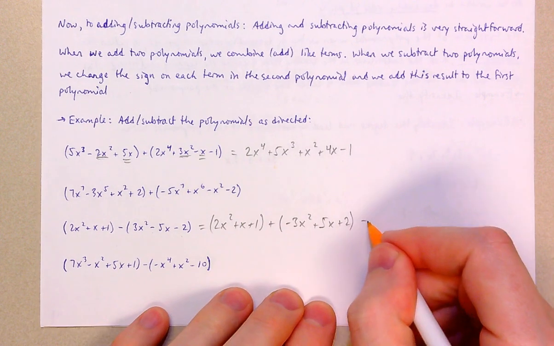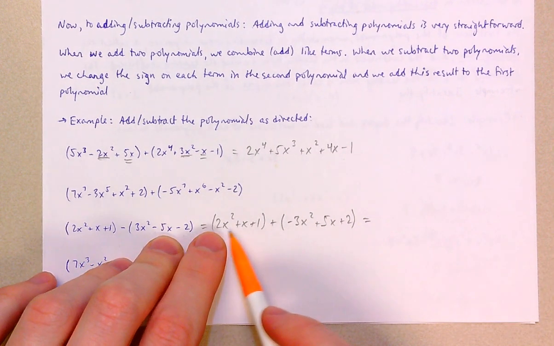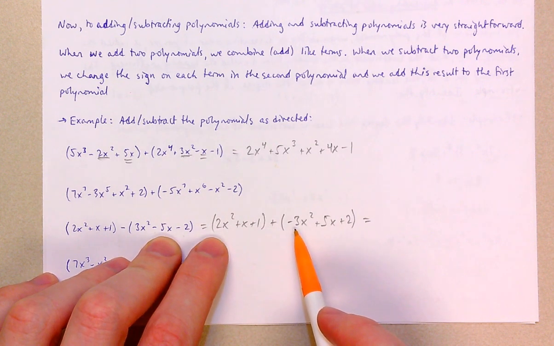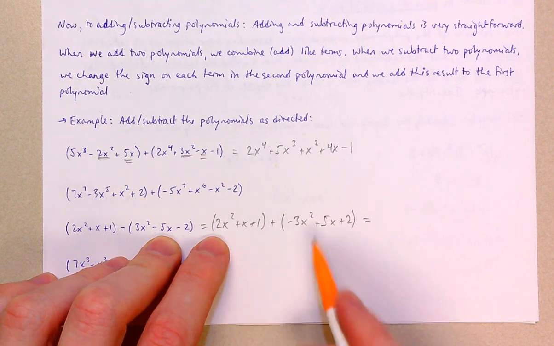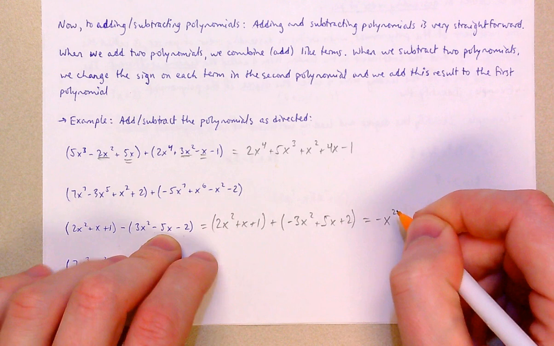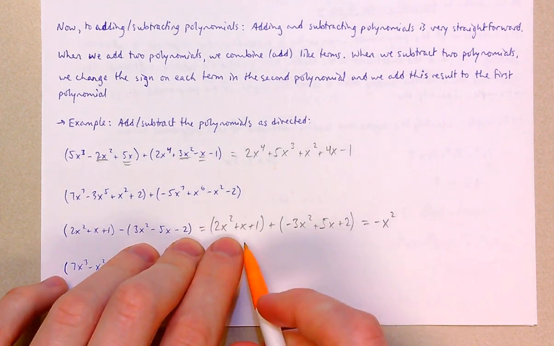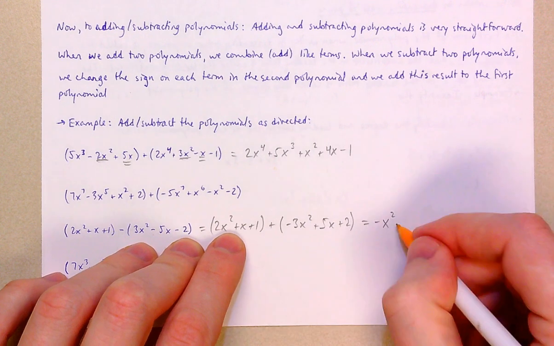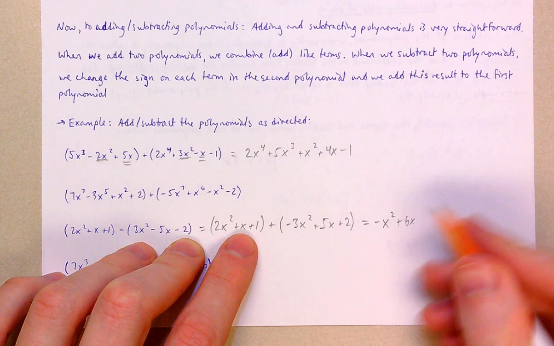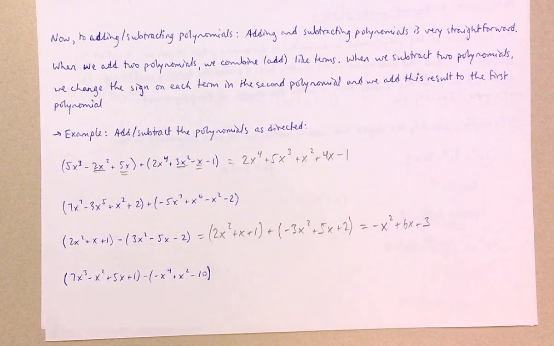I see this term has an x squared, this term has an x squared, so I can combine these two like terms. 2x squared plus a negative 3x squared is a negative 1x squared, or just minus x squared. I have an x plus a 5x to give me 6x, and then I have a 1 plus a 2 to give me 3.